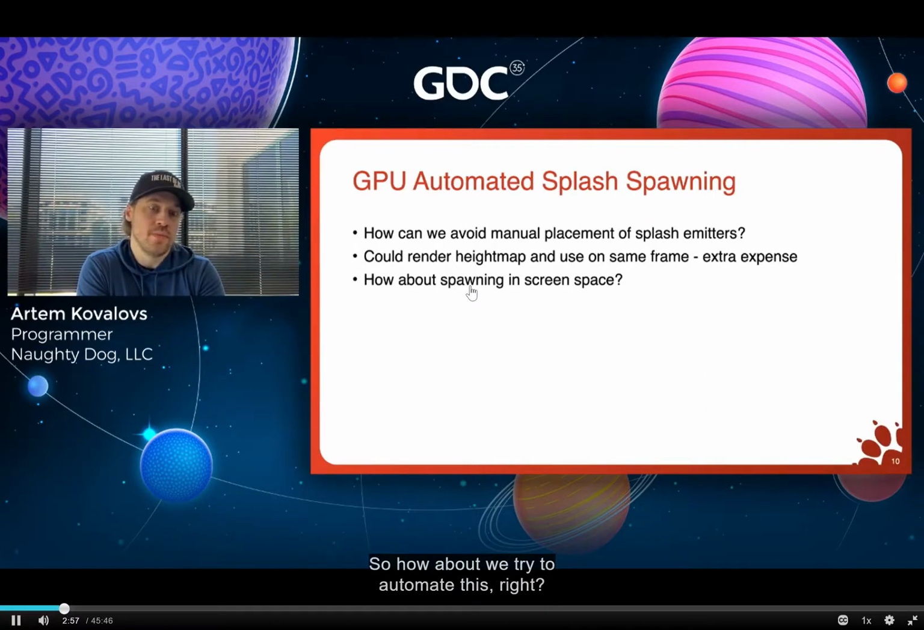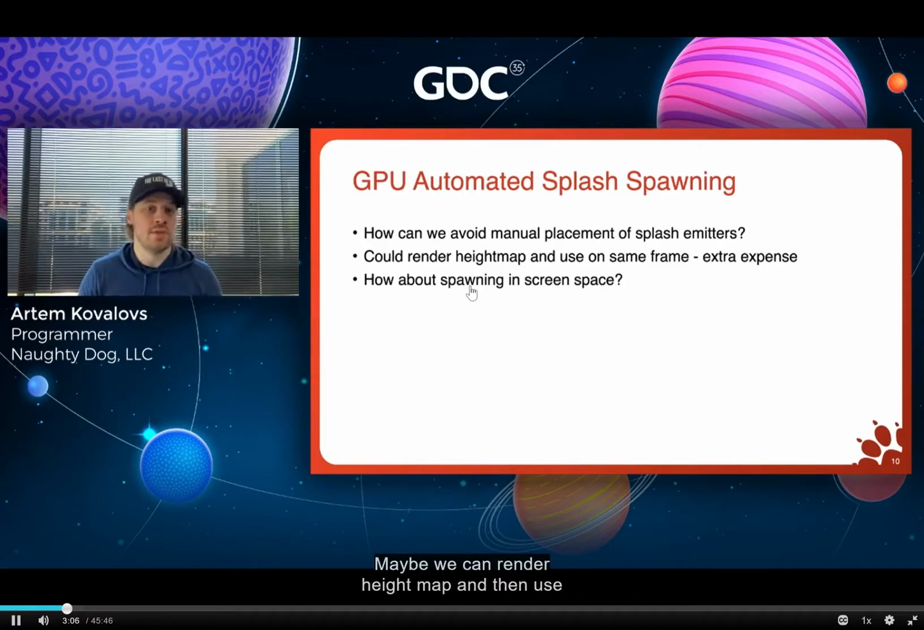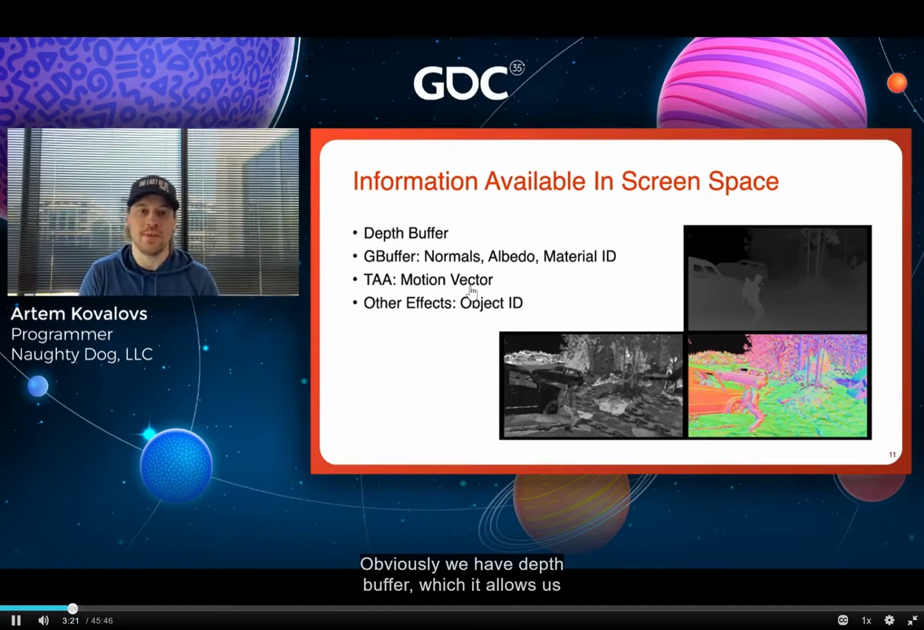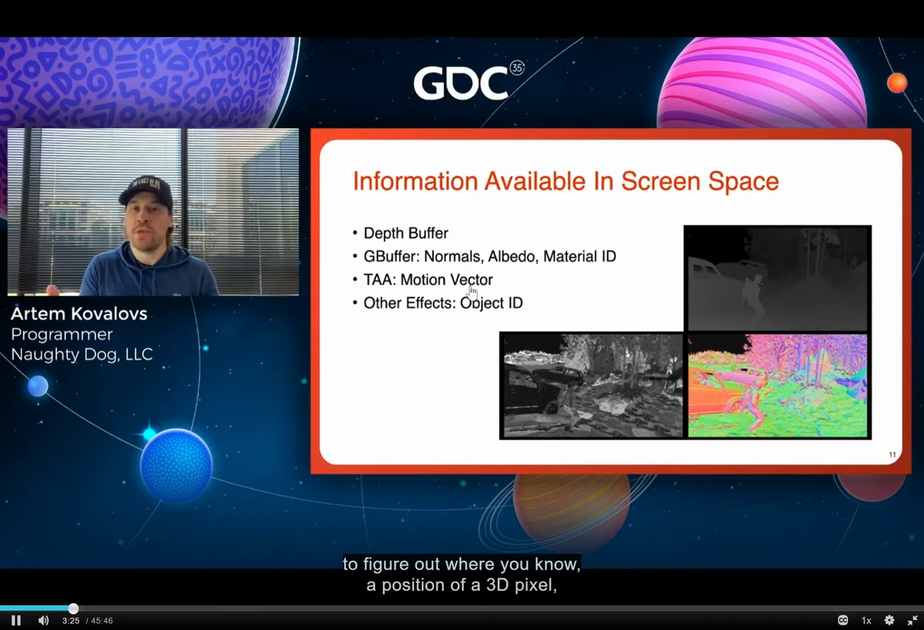So how about we try to automate this? We can avoid manual placement of splash emitters, that would be amazing. Maybe we can render a height map and then use it on the same frame, but that would be an extra expense, using a height map to tell us on the GPU where the surfaces really are. We can try to spawn them in screen space. Let's look at the information available in screen space. What do we have? We obviously have the depth buffer, which allows us to figure out the position of a pixel in 3D.